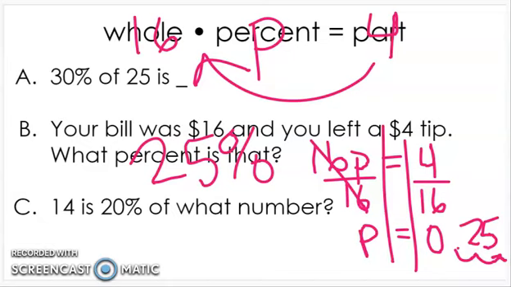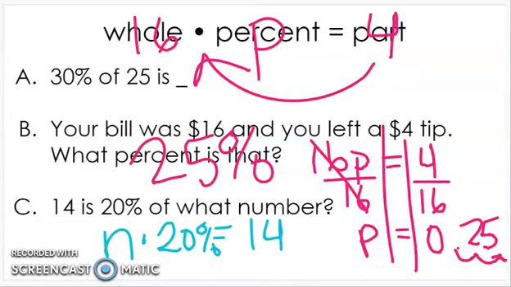All right, 14 is 20% of what number? So for 14 is, that means it's the part number. And then 20% would be the P. And then it says of what number? So that means we don't know the whole amount. I'm going to use N. You could also use W.